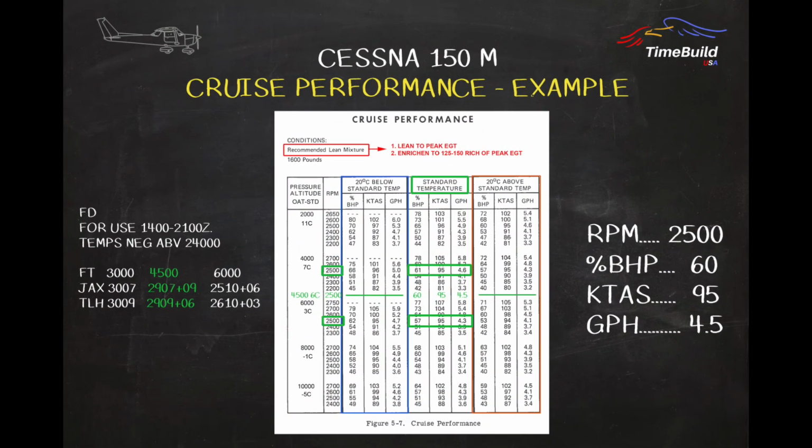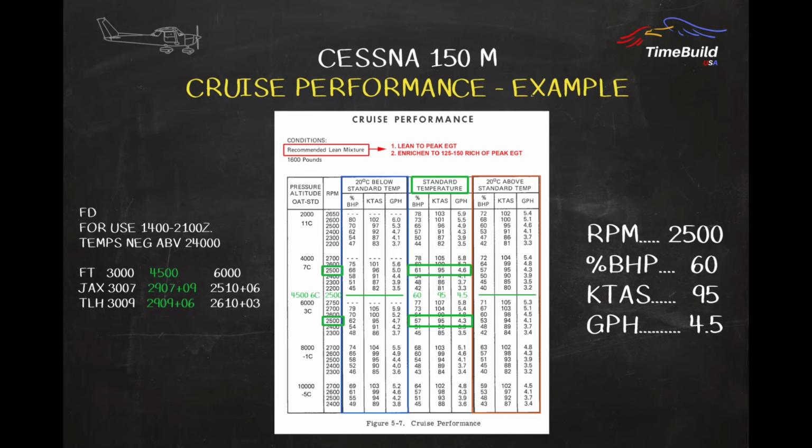Let's return to our cross-country flight to see how the chart is used for planning. We will cruise at 4,500 feet, and while this is an indicated altitude, it would be close enough for use as a cruise pressure altitude. The forecast temperature for 4,500 feet is between 6 and 9 degrees Celsius, which is very close to standard temperature. Therefore, we will use the middle column of the chart.